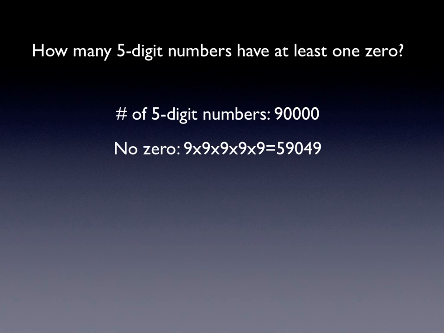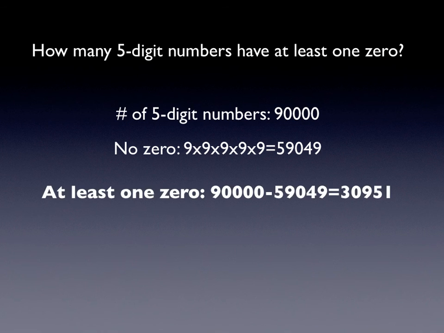Let's count how many there are without zero. We consider them each digit at a time. For the 10,000s digit, they could be from 1 to 9, same as the thousands, hundreds, tens, and ones. So there's 9 to the 5th, because there's 9 choices for each of them, so that's 59,049.